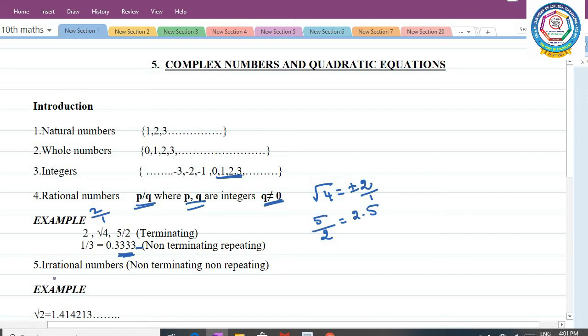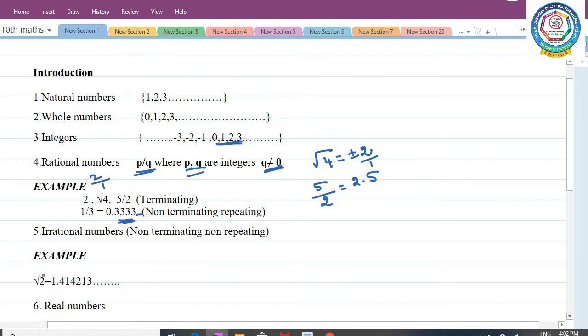Next one, irrational numbers. What is meant by an irrational number? It cannot be expressed in P by Q form. It is non-terminating and non-repeating. For example, square root of 2, which is 1.41421 and so on. We are not getting the remainder 0, and repetition is also not coming. No pattern is there. It is an irrational number.